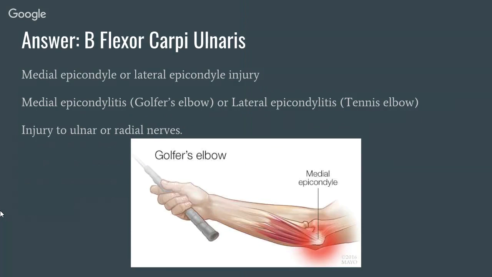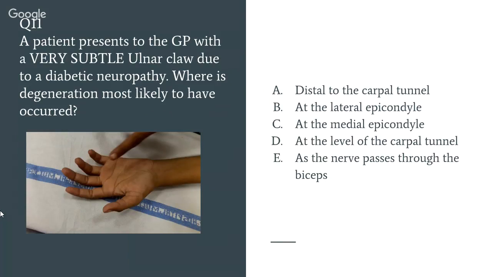And yes, it is your flexor carpi ulnaris, which is classically your golfer's elbow, also known as medial epicondylitis. And then if your injury is to your extensors, that's called lateral epicondylitis, and that's your tennis elbow. Moving on. This is also a low yield question, but I thought I'd chuck it in because it was also covered in anatomy. A patient presents to the GP with a very subtle ulnar claw due to a diabetic neuropathy. Where is degeneration most likely to have occurred?